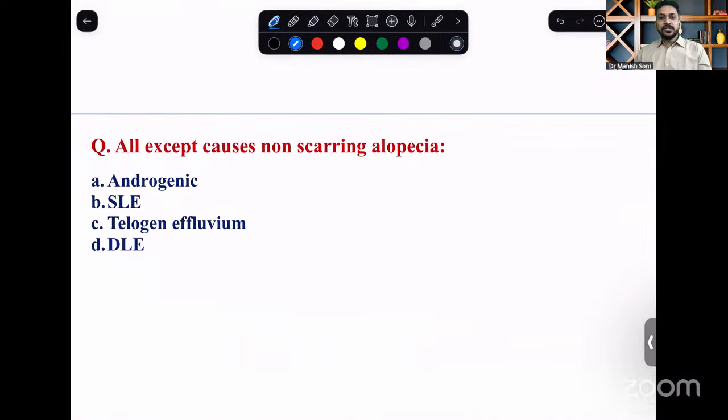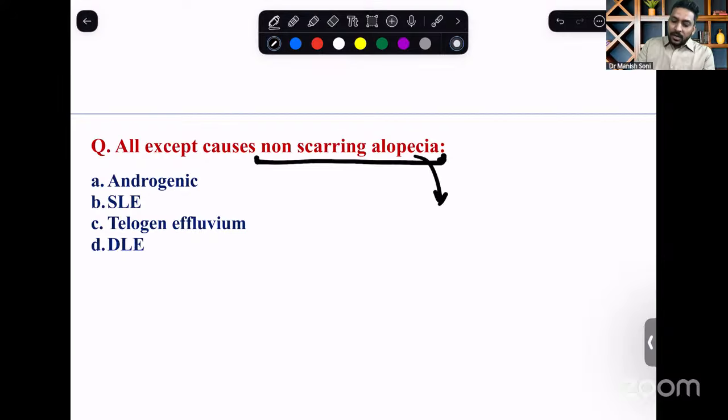All except causes non-scarring alopecia. Now, there is a very easy mnemonic which I generally tell my students, that whenever a question comes on non-scarring alopecia, which is also known as non-cicatricial alopecia or temporary type of alopecia, because it can be treated. Okay, so this is non-scarring alopecia.